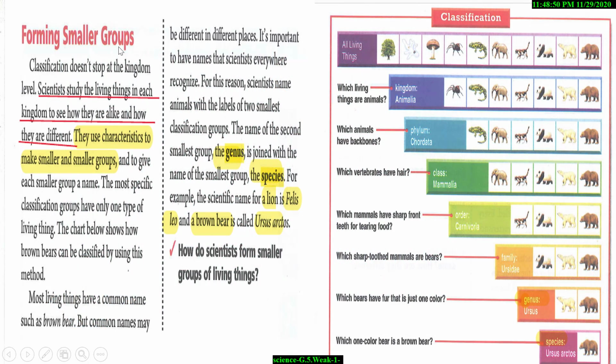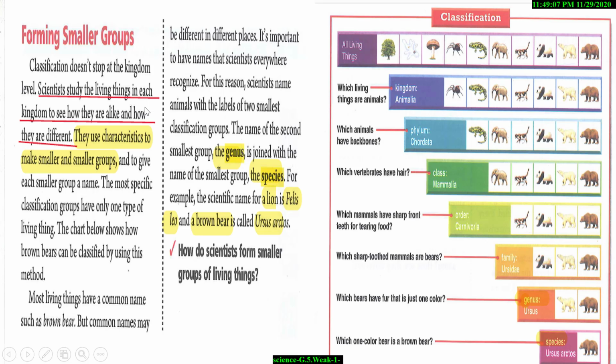We are studying the previous lesson: forming smaller groups. Classification doesn't stop at the kingdom level. Scientists study the living things in each kingdom to see how they are alike and how they are different.